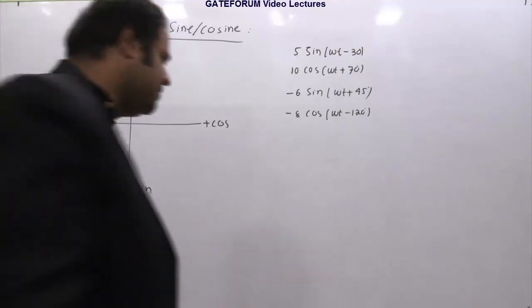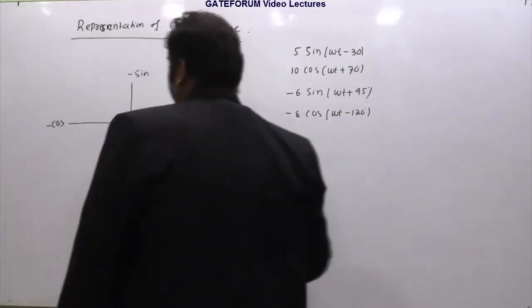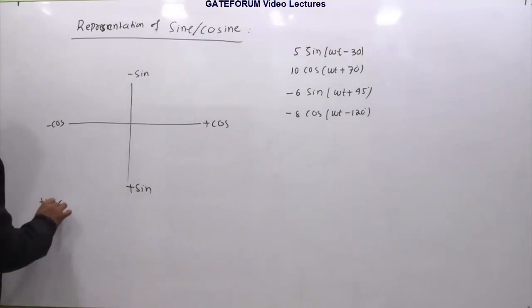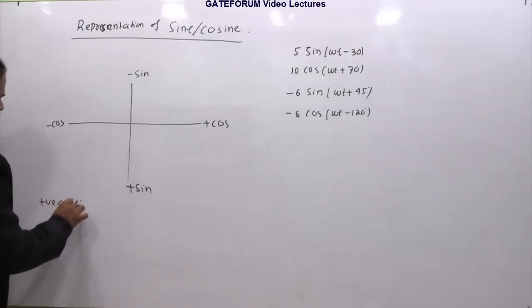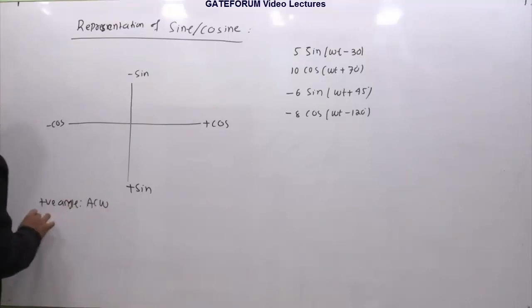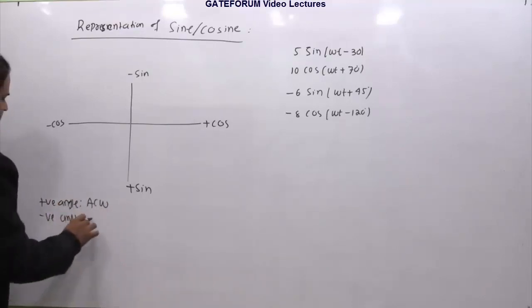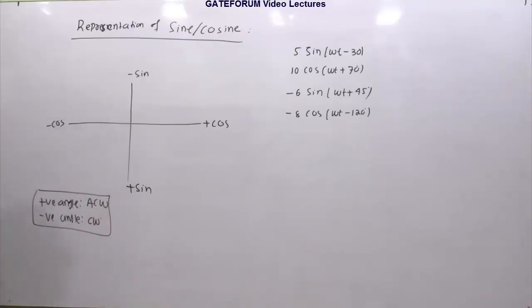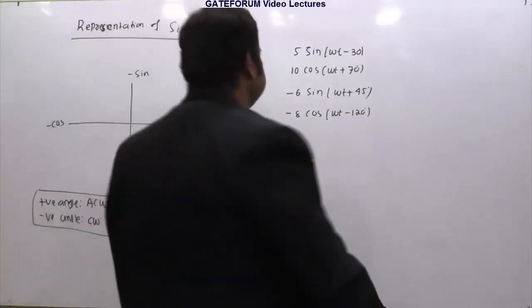So how to use this: only one thing you should remember, positive angle means anti-clockwise, negative angle means clockwise. So what is the meaning of these statements? I'll explain you now, just remember this. So let's go one by one.